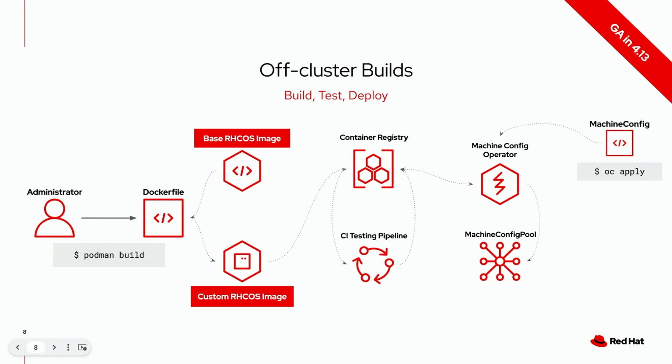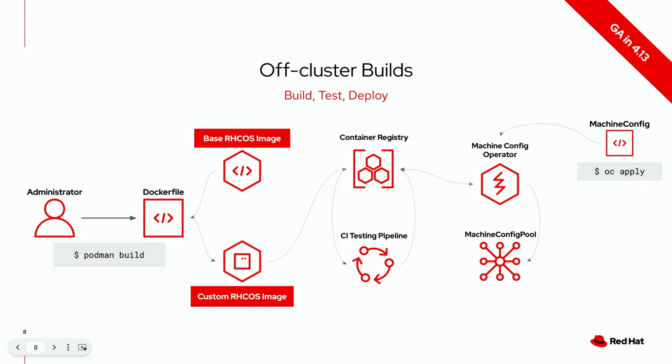You take this Dockerfile or container file, you run podman build, or you feed that into your build system. People probably aren't manually running podman build a lot; you probably have some sort of integration with a build system. So you build that. It takes the Red Hat CoreOS image that is shipped from OpenShift today, combines that with your container file, and spits out a custom Red Hat CoreOS image. That gets shipped off to a registry, and at that point, you have control of what happens after that.